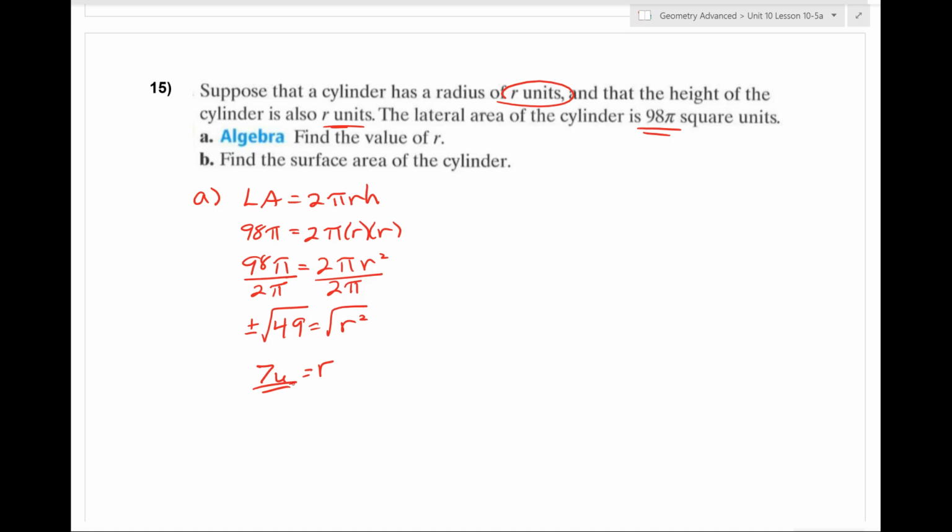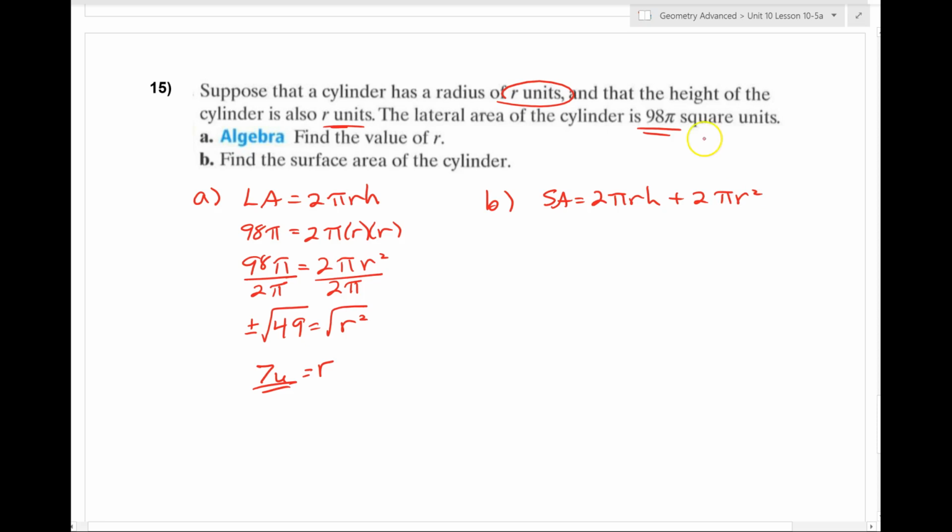Now it says find the surface area of the cylinder. Now think about this for a moment. Surface area is your lateral area. Make sure I got this. Surface area is your lateral area, which is 2 pi r times the height, plus 2 times the area of the base, which is pi r squared.